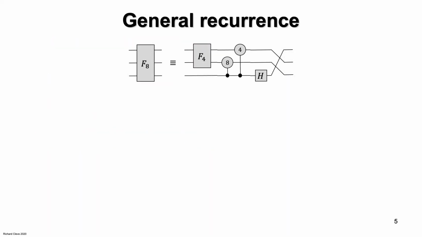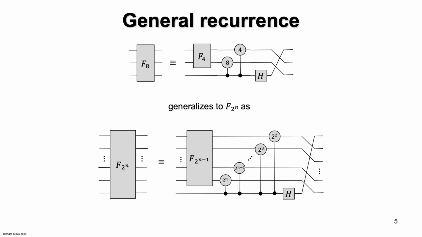This is what we just showed, and the general recursive result is the following. In order to compute F2 to the n, we compute the Fourier transform to the next lower power of 2, and then apply phase corrections, and then a Hadamard transform, and then rearrange the qubits so that the h of A0 is on the left side. This is straightforward to verify in the general case, along the lines of the n equals 3 case that we just did.